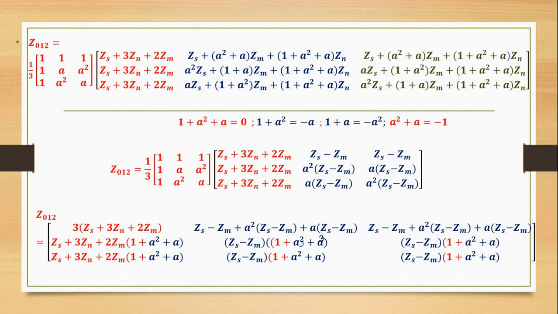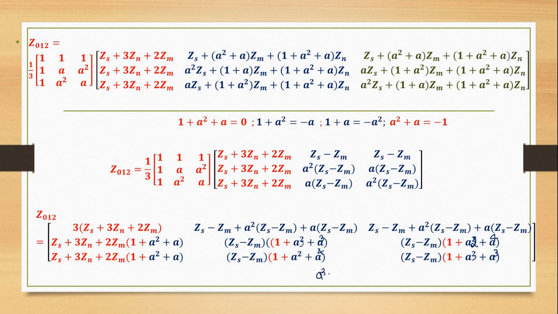And next, Zs minus Zm, 1 into Zs minus Zm plus A square into A, that is A cube. Sorry, A into A, that is A square, not A cube. Then A square into A square, that is A power 4. So the second row is obtained. In a similar manner, the third row elements are here: A square, A power 4, A cube, A cube.